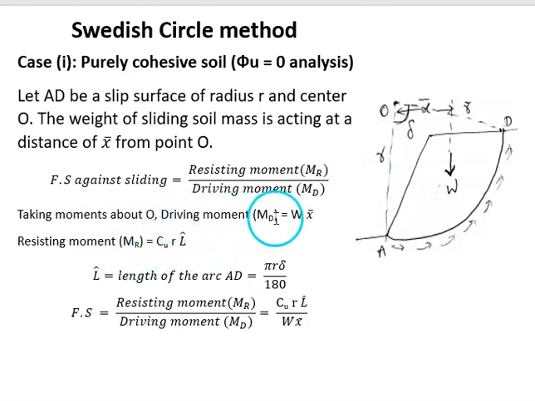And driving moment, here the weight of the soil is causing driving. So its moment with respect to point O is W into x bar. Then by taking the ratio of resisting moment by driving moment, we will get the factor of safety as Cu into arc length divided by W into x bar. The arc length we can find using the equation pi R delta by 180.